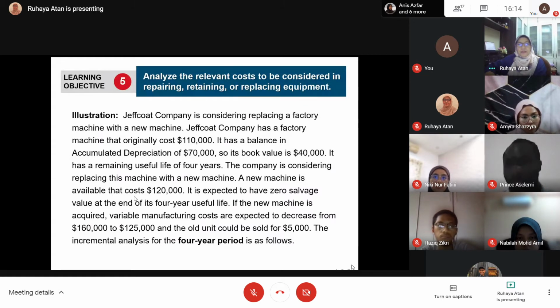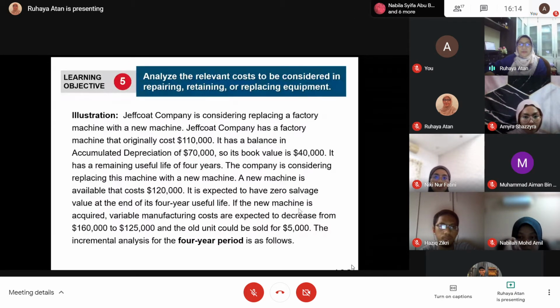So the company is considering replacing this machine with a new machine, and a new machine is available for $120,000. It is expected to have zero salvage value at the end of its 4-year useful life. So now it's comparing, rather than keeping the old machine for the next 4 years, they want to buy a new machine which also lasts for the next 4 years. And if the new machine is acquired, the variable manufacturing costs are expected to decrease from 160,000 to 185,000, and the old unit could be sold for 5,000.